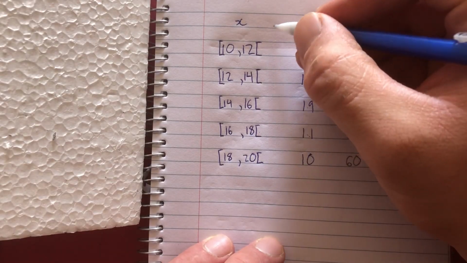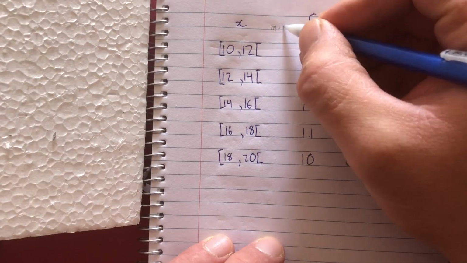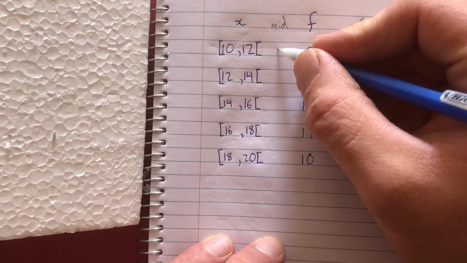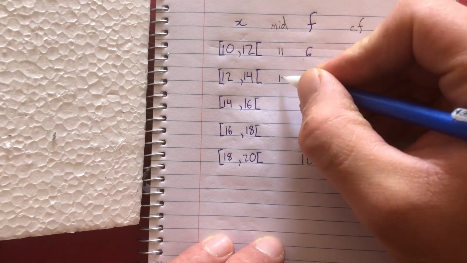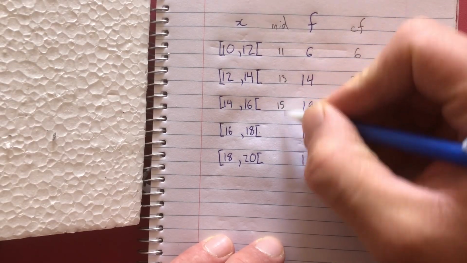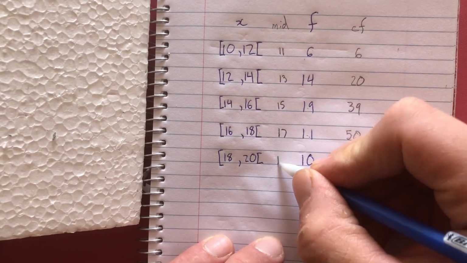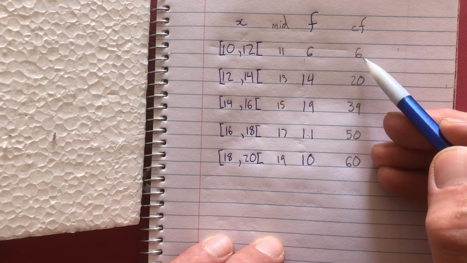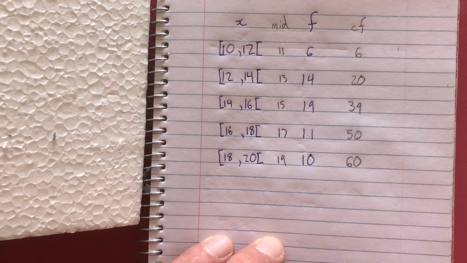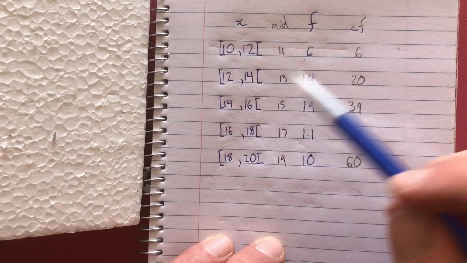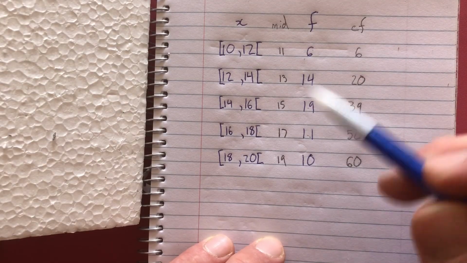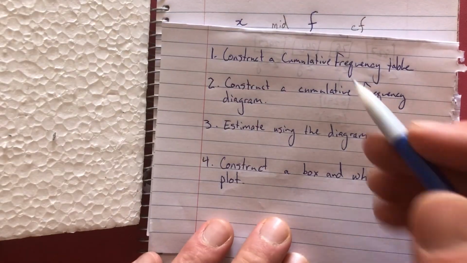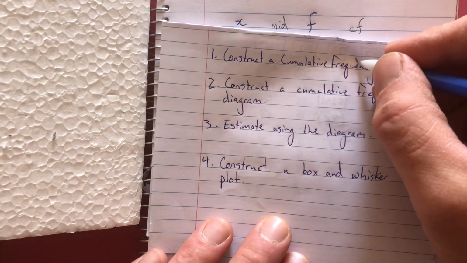Another column we need to add is our mid-interval column. So I'm just going to call this mid, and I'll take the midpoint of each of these. So my mid of 10 to 12 is 11, then 13, then 15, then 17, and then 19. It's these mid-interval and cumulative frequencies that are going to become points on my cumulative frequency diagram. So these are the two columns that I would add to my cumulative frequency table. And now let's move on to the second part. Because we've constructed a cumulative frequency table, we know how those work.